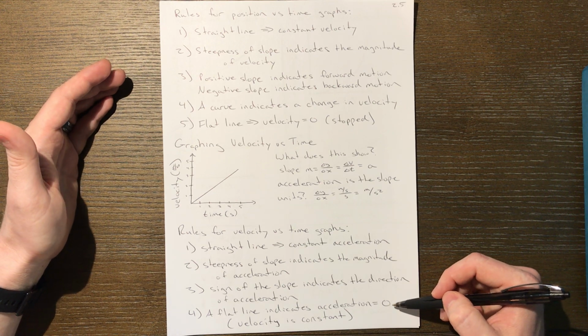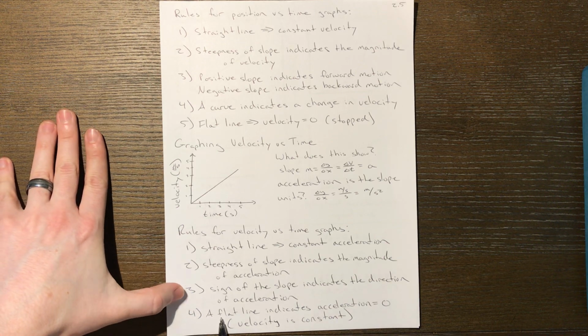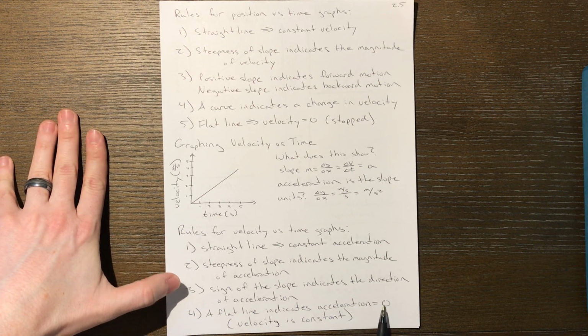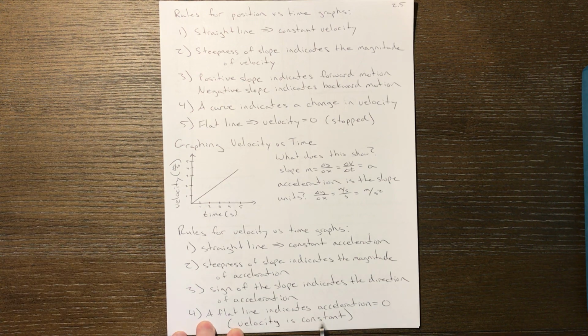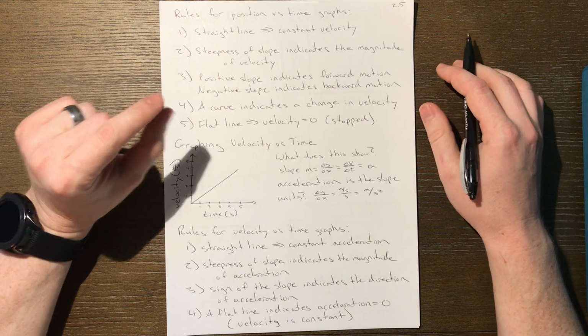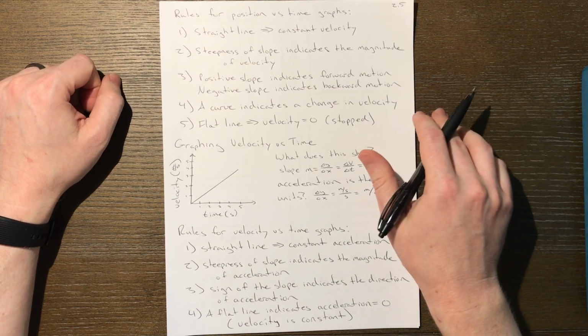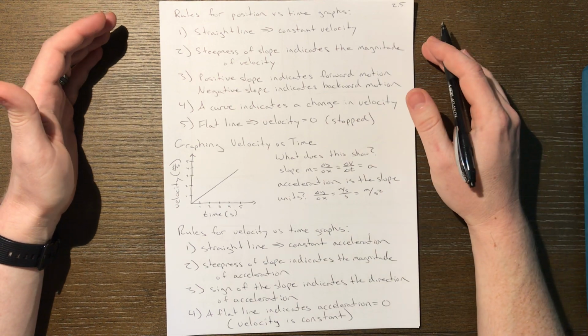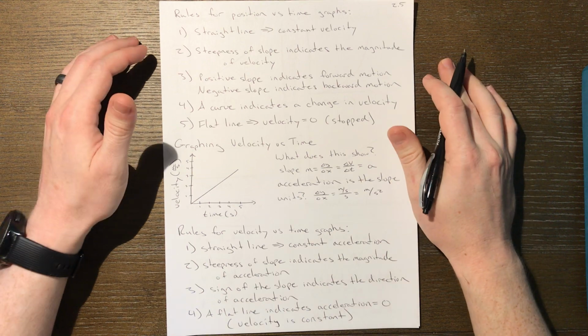But there's a little bit more information that you can get out of this graph. If you have a flat line, that means acceleration is 0, but if you know the acceleration is 0, that also tells you your velocity is constant. So there's a little bit more information to be had when you have a flat line in a velocity versus time graph.